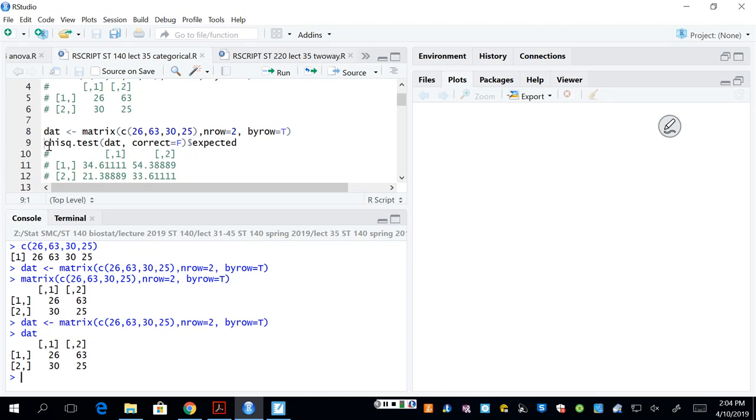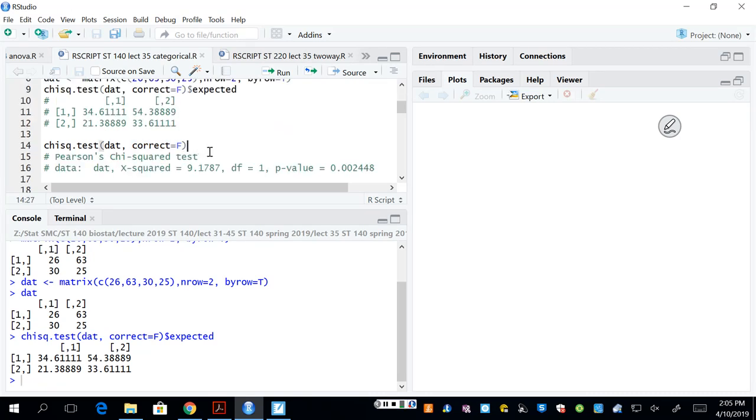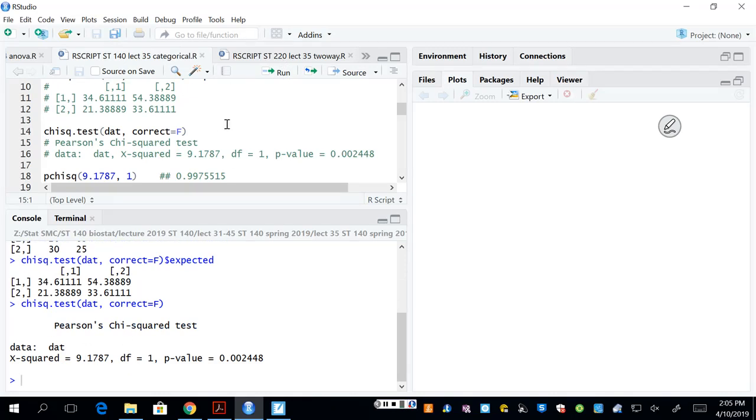The chi-square test gives these expected values in there. This is the continuity correction for testing. It doesn't really affect the expected values, but it would affect the test statistic. If you do the chi-square test, it gives this output. It spreads it out a little bit; I compacted it for the handout to keep it on one page. But it gives us the statistic, degrees of freedom, and the p-value, which is 0.002.